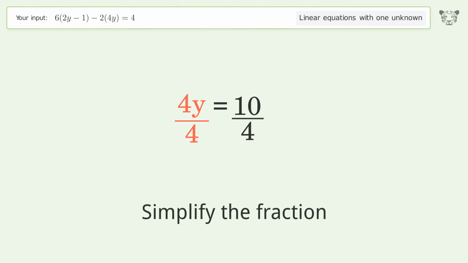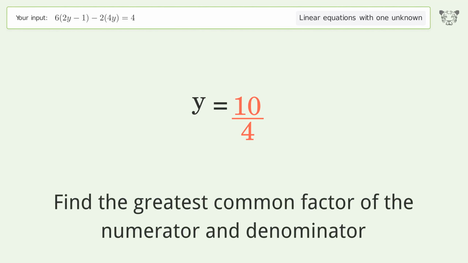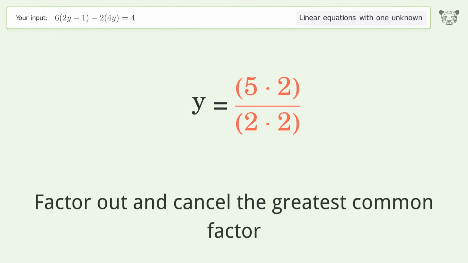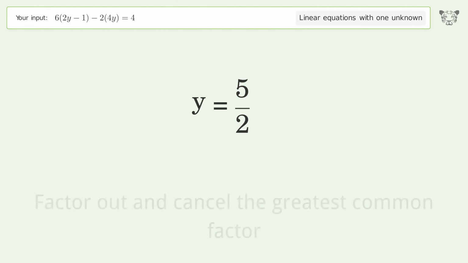Simplify the fraction. Find the greatest common factor of the numerator and denominator. Factor out and cancel the greatest common factor. And so the final result is y equals 5/2.